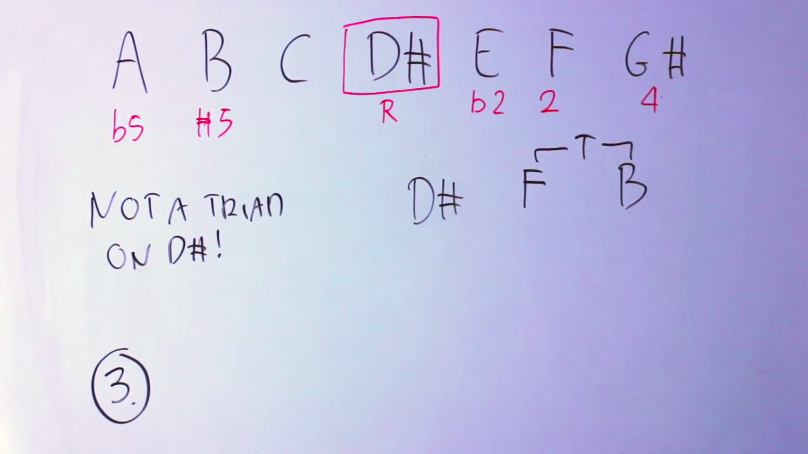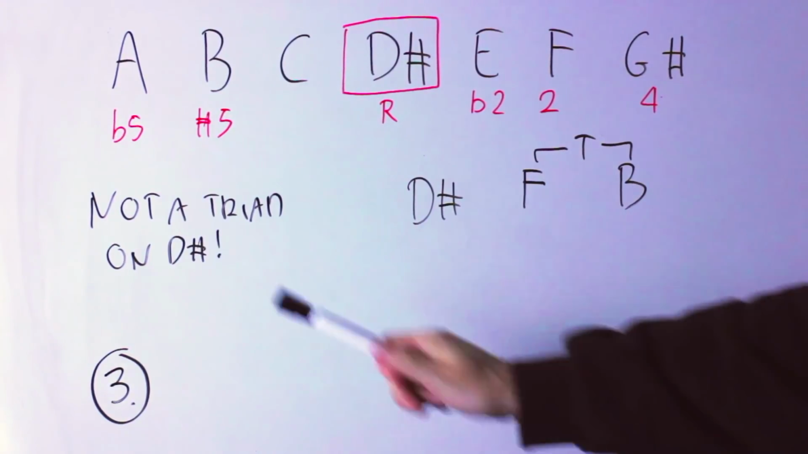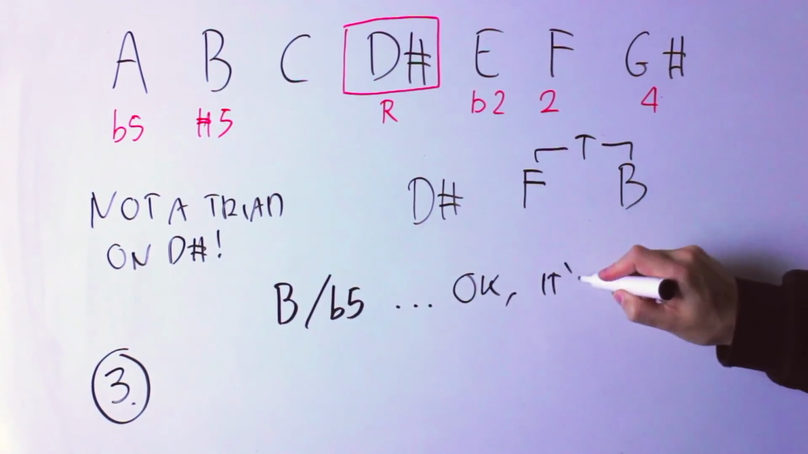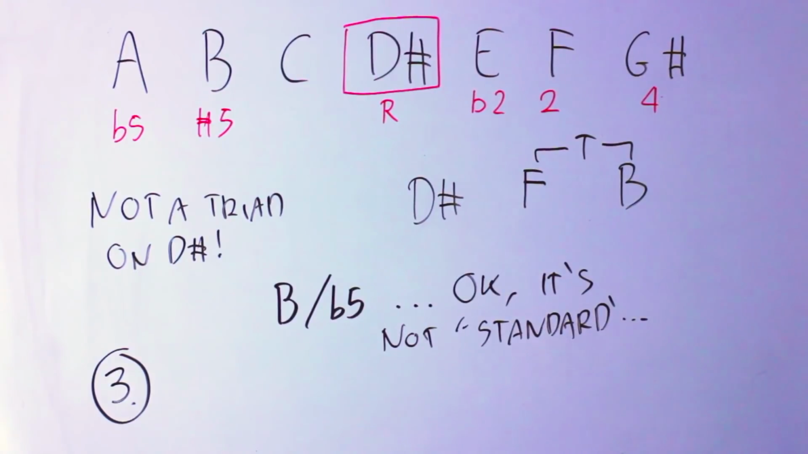Now we have a tritone between F and B. Now again, it's easier to interpret those notes not as a triad over D sharp, but as a B major chord with a flat 5. But then again, you could tell me that B major with a flat 5 is not really a standard triad either, and you would be completely right.